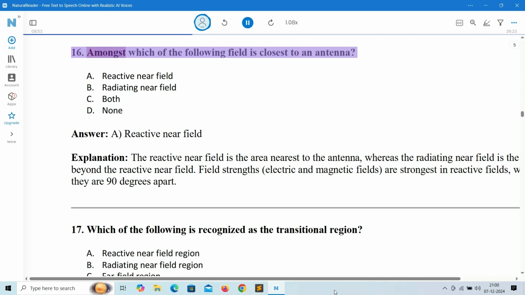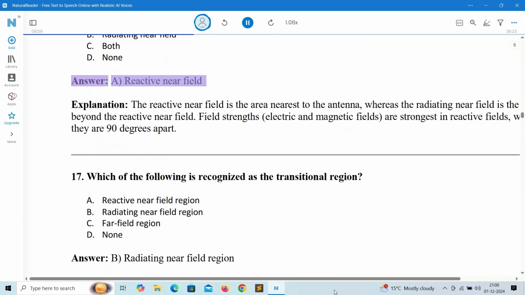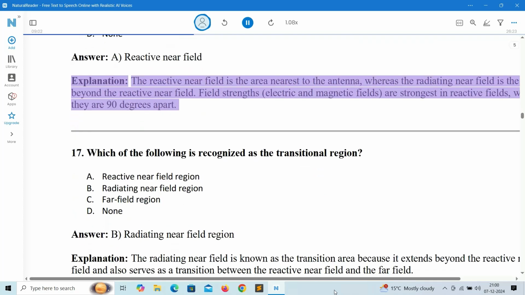16. Amongst which of the following field is closest to an antenna? A. Reactive near field. B. Radiating near field. C. Both. D. None. Answer: A. Reactive near field. Explanation: the reactive near field is the area nearest to the antenna, whereas the radiating near field is the area beyond the reactive near field. Field strengths, electric and magnetic fields, are strongest in reactive fields, where they are 90 degrees apart.